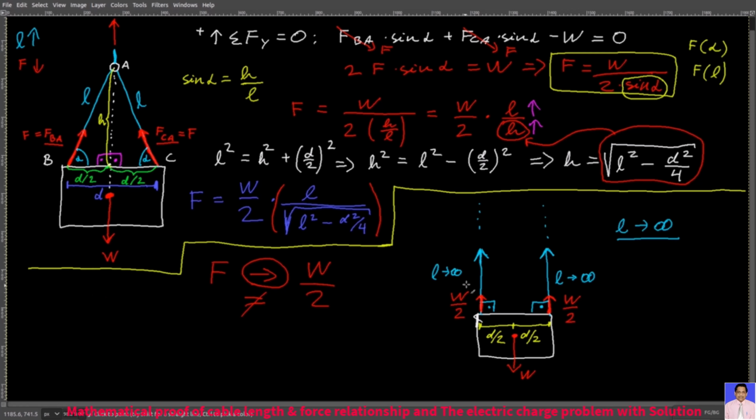Another way to think of it is like this. If in an ideal world L was infinity, then your force would be W over 2. It will never happen, but the closer L gets to infinity, meaning the longer and longer it becomes, the closer and closer this force gets to this value, W/2. So that's the logic behind limits.